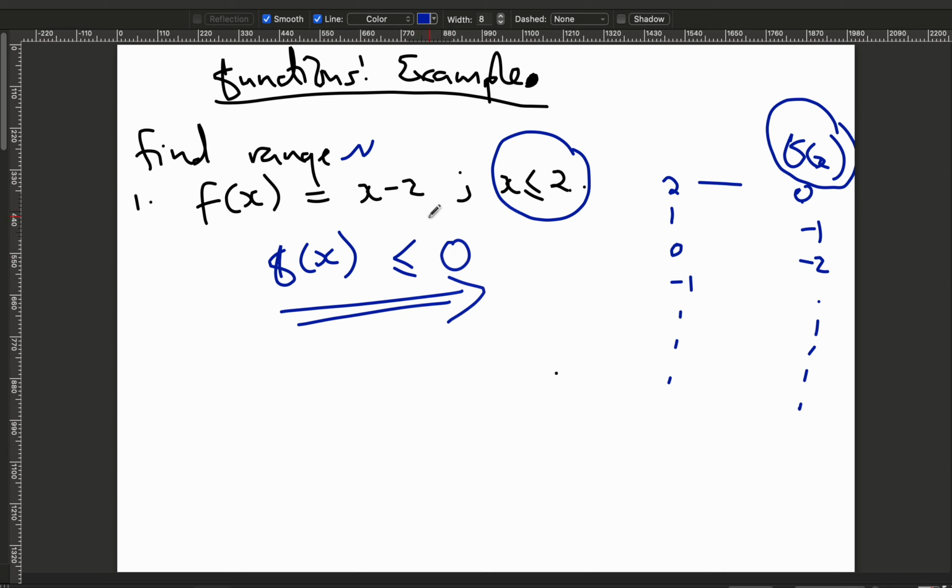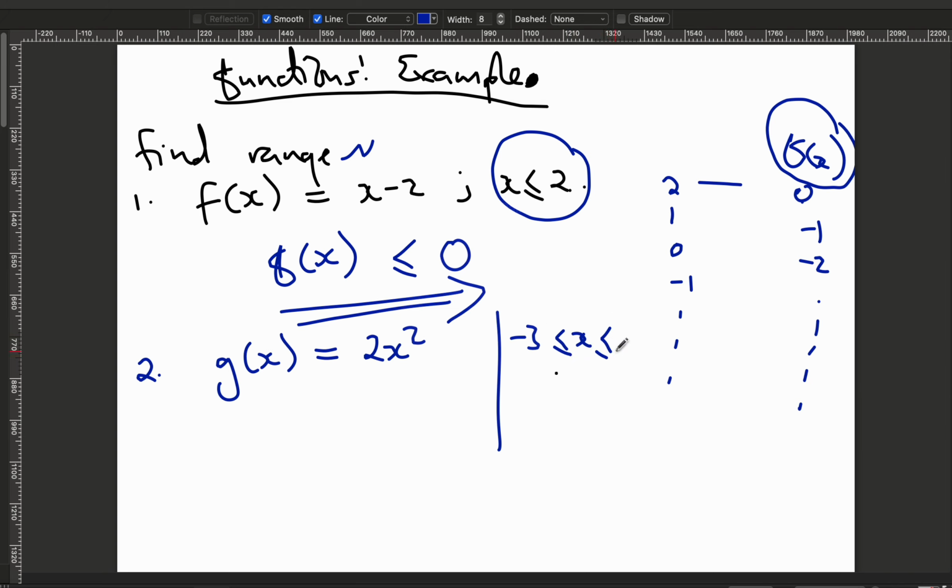Right? Let's take another one that involves a quadratic function. We have g of x equal to 2x squared minus 3. Let's just have it as 2x squared like this, whereby the values of x are -3 less than or equal to x, and x is less than or equal to -1. So the maximum that I can get for x is -1, then the least is -3.